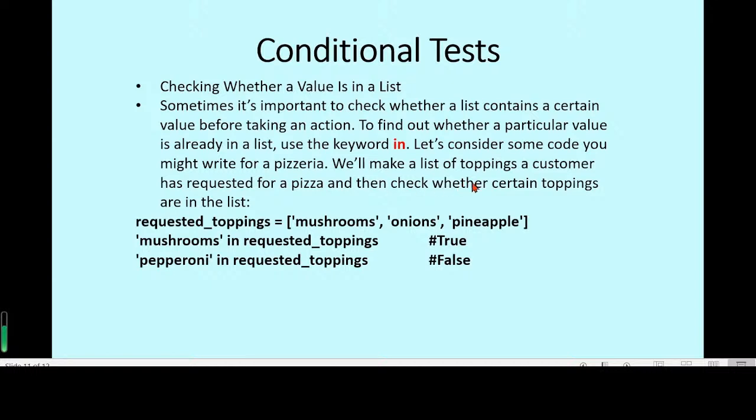We will make a list of toppings a customer has requested for pizza, and then check whether certain toppings are in the list. This is requested_toppings, a list with 3 elements. Then we will run the conditional tests. Mushrooms in requested_toppings is True because mushrooms is in the list. But if we run pepperoni in requested_toppings, we'll get False because this list does not contain pepperoni.